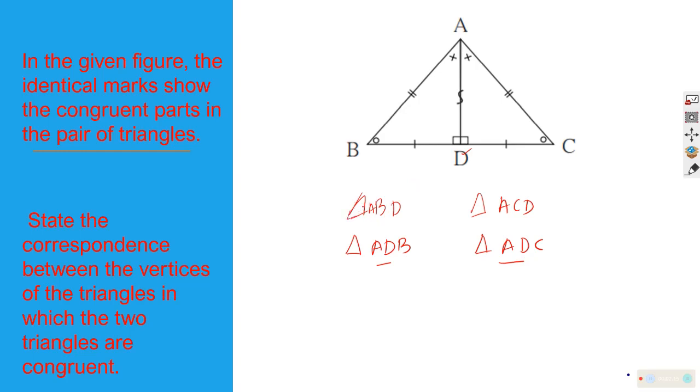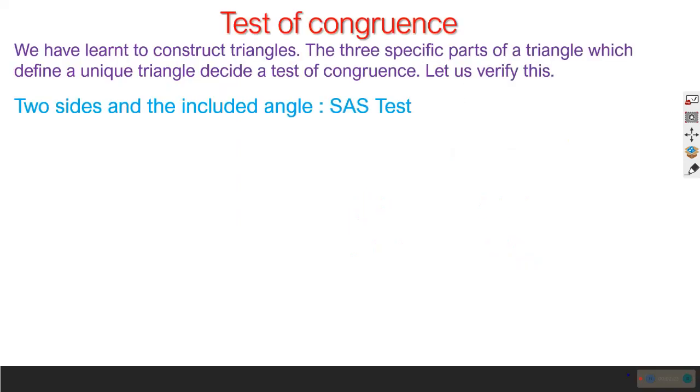But the new thing you are going to do is, when we combine the congruency with the correspondence, we can develop some tests of congruence of triangles, because we have learned how to construct a triangle. We also know the three specific parts of a triangle, such as the sides, angles, and vertices. So by verifying, we can surely say whether the triangles are congruent. For that we need at least three factors congruent with each other.